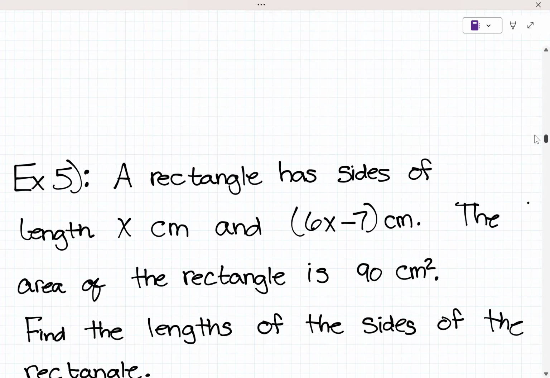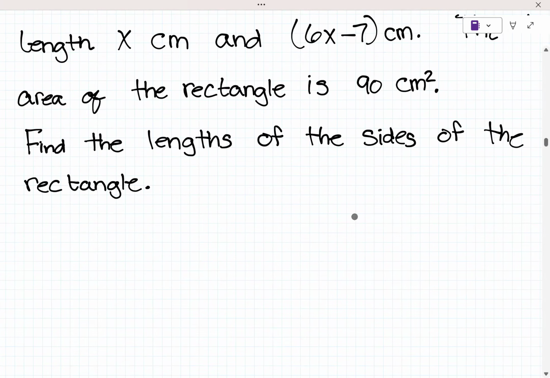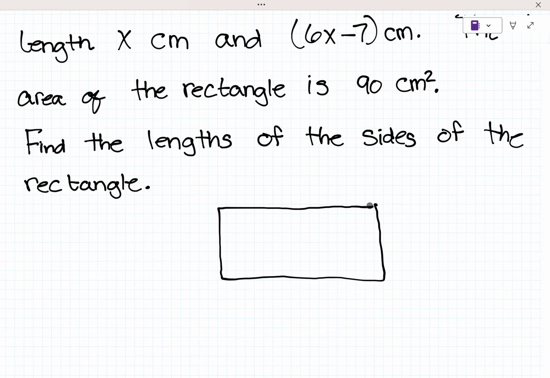Okay, example 5 is a word problem. A rectangle has sides length of x and 6x minus 7 centimeters. The area of the rectangle is 90 centimeters squared. Find the length of the rectangle. So what I would do is draw an image. So imagine we have a rectangle like this. They're saying that the length is exactly 6x minus 7. The width, they said, is just x. So we've got to find the actual length.